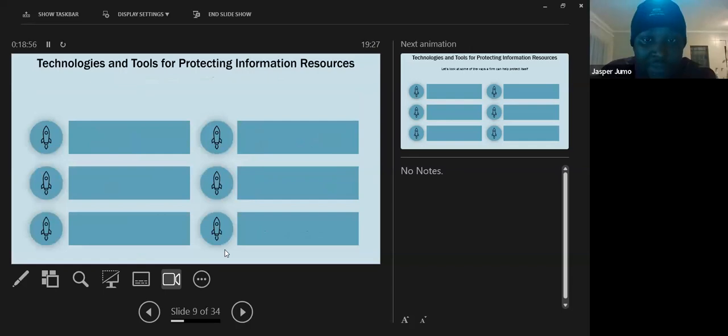They can protect their what? They can protect their information. All right. Now, let's have an overview of these technologies.